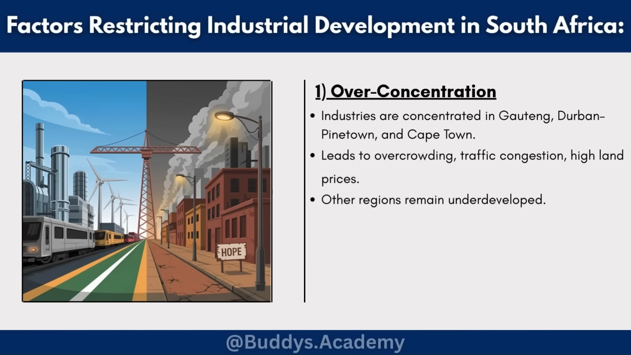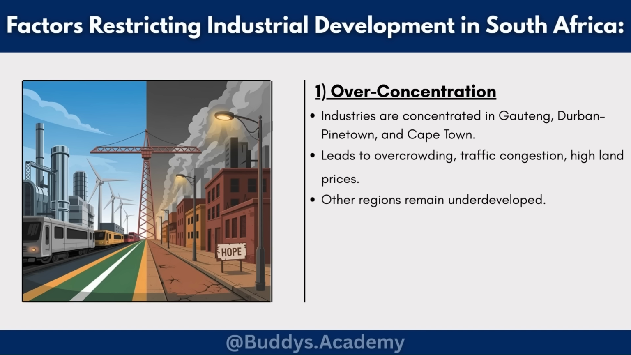So now let's take a look at the factors that are going to restrict your industrial development in South Africa. So the first factor is going to be your over-concentration. So industries are going to be concentrated in Gauteng, Durban, Pinetown, and Cape Town. Now this is going to lead to overcrowding, traffic congestion, and another factor would be your high land prices.